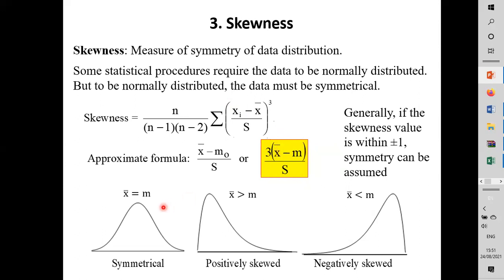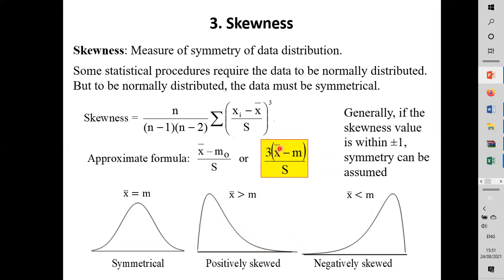So 0, data is symmetrical. Let's say this is 80, 80. This is 50. What's the value in the yellow box? This 80 and this 50. Is it positive? Yes. 80 minus 50, is it positive? Positive, skewed to the right. When the mean is more than the median, data is skewed to the right.